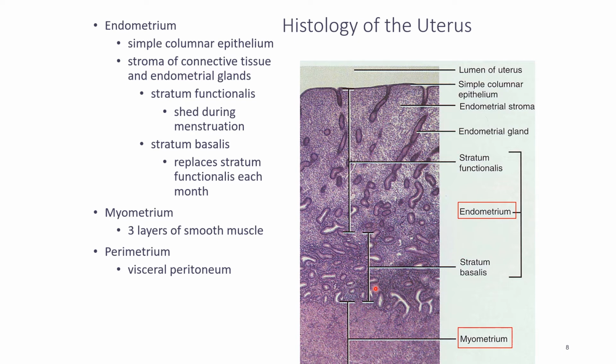In terms of function, we have to mention here that the myometrium is important for labor and delivery. Myometrium is smooth muscle, and smooth muscle contraction is responsible for the delivery of the fully developed fetus.